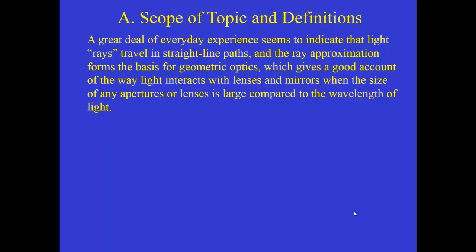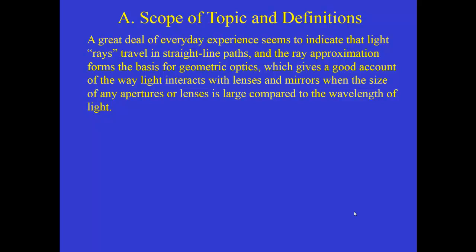If you see light streaming through some slits in the blinds on a sunny day and you're in a dark room, you'll sometimes be able to see beams or rays of light scattered from the dust that's in the air in the room. And so it really does appear to our everyday experience as if light interacts with lenses and mirrors in our eyes as if it's traveling in straight line paths.